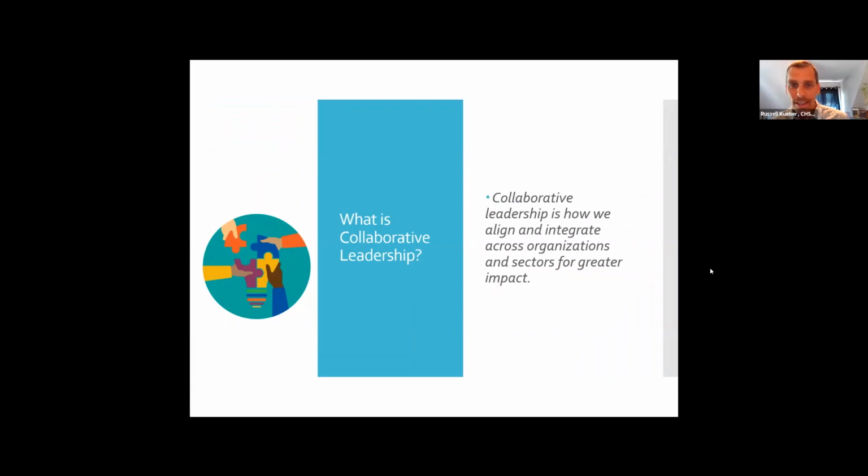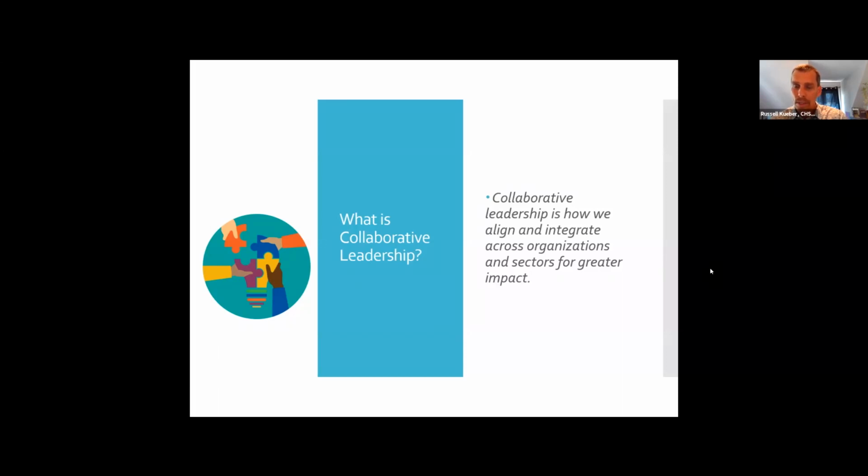Let's get into it. I just want to start off. You can read the screen there and look at the definition of what collaborative leadership is. We're working in community organizations, and obviously we're a minority community as well. Defining what it means at an individual level for us to be good collaborative leaders, it really is the act when we align and integrate across organizations and sectors for greater impact.